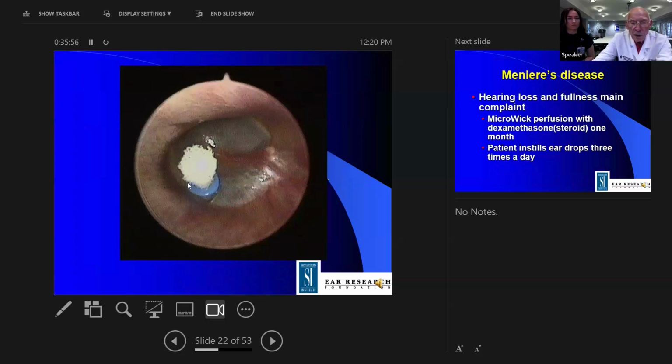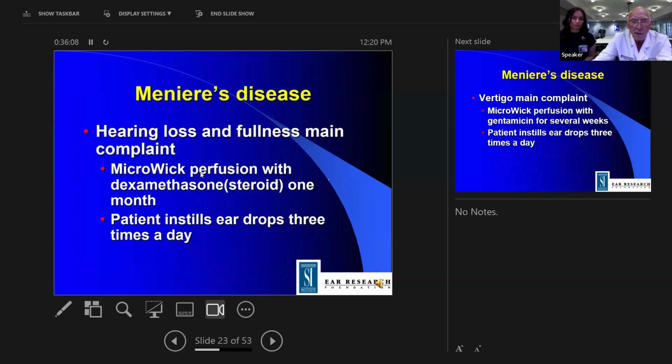This is a picture of what the wick looks like in place after it's been saturated with medication. There's a little tube that we placed in the eardrum that holds the wick in place. So they can instill 3 drops of the dexamethasone 3 times a day for 1 month.